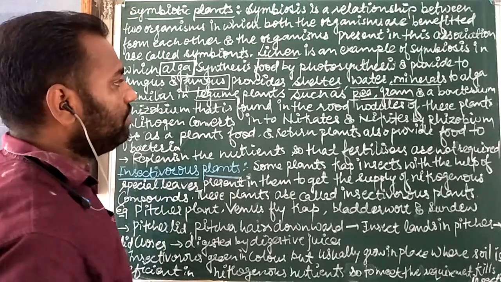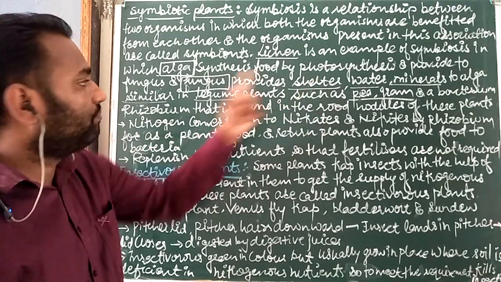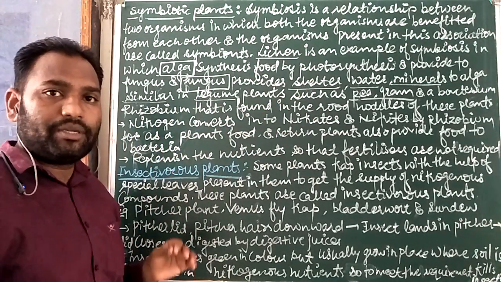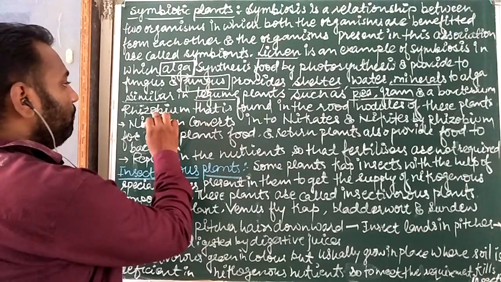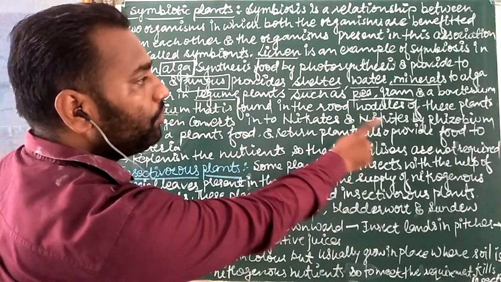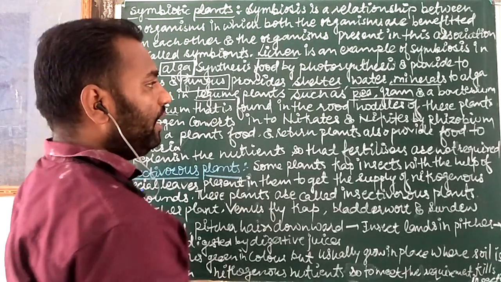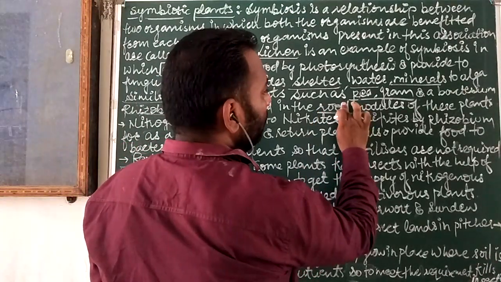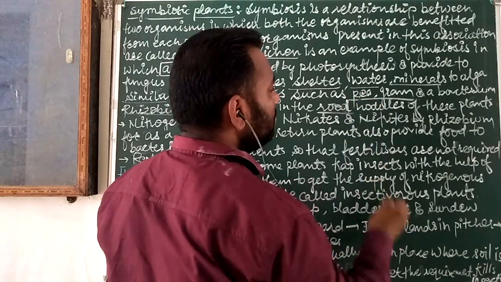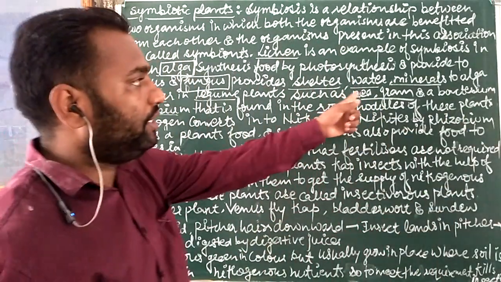Okay, rhizobium. This type of symbiosis is also found in plants, and here it is organisms, meaning animal organisms. So rhizobium is also a type of bacteria that is found in the root nodules, root nodules of these plants. These plants are pea and gram.